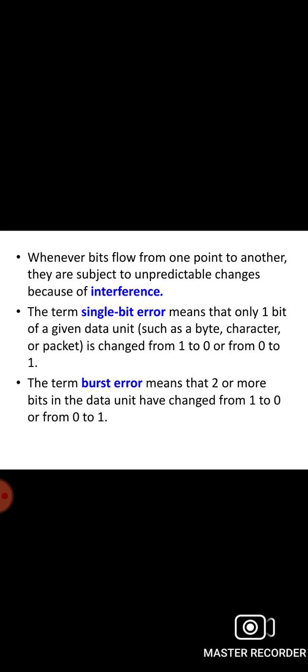The term single bit error means that only one bit of a given data unit, such as a byte, character or packet, is changed from 1 to 0 or from 0 to 1. Now let's see this example. Here we see the effect of a single bit error on a data unit. To understand the impact of the change, imagine that each group of 8 bits is an ASCII character with a 0 bit added to the left.